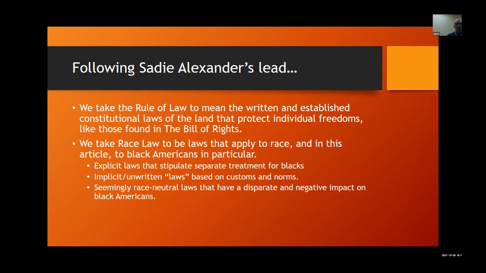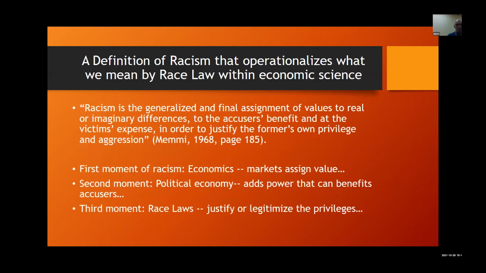And we take rule of law to mean the written and established laws. We take race laws to mean laws that apply to race, and in this particular article, to African Americans. There are explicit laws on the books. They can be implicit laws based on customs and norms. And they could be laws that appear to be race neutral, but have a disparate effect by race.